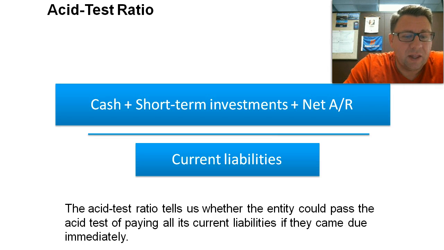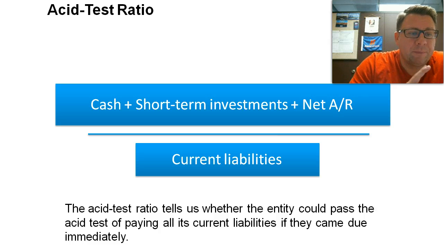And so the acid test ratio, as you can see here, tells us whether an entity could pass the acid test of paying all of its current liabilities immediately. Well, supplies and inventory and prepaids wouldn't help us with that. So cash, short-term investments, and net accounts receivable.